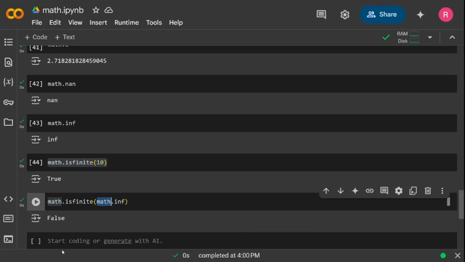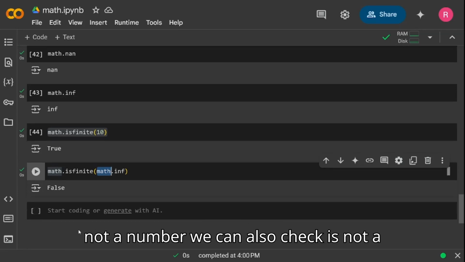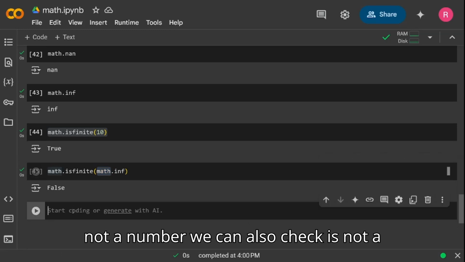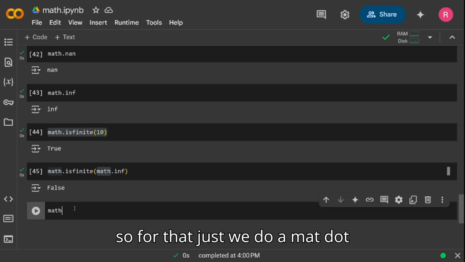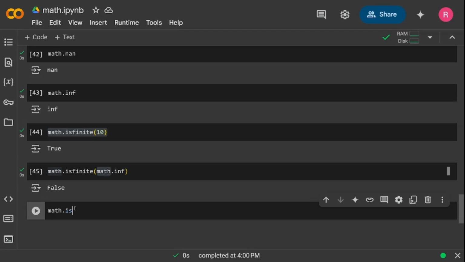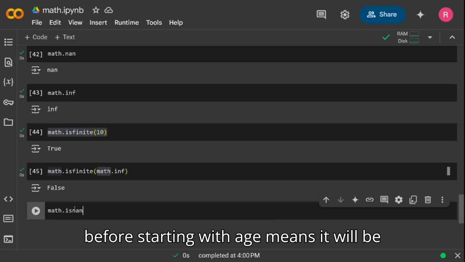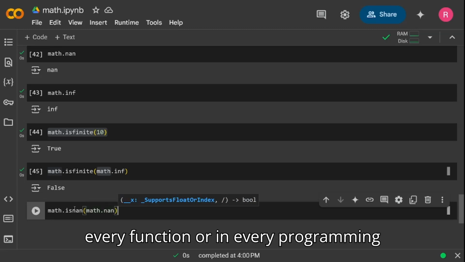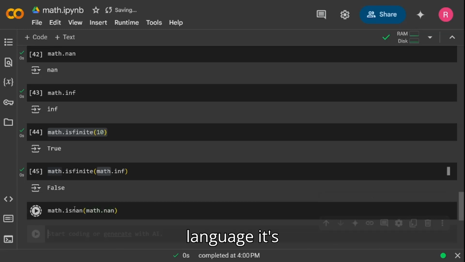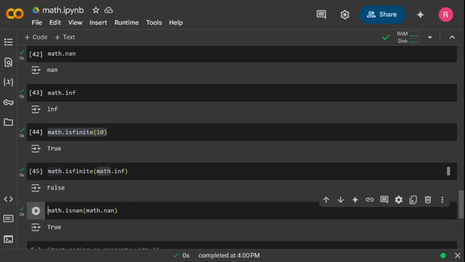Another is not a number; we can also check for it. For that we just do math.isnan. If a function starts with is, it will be answered with true or false, in every programming language. It gives me a true.